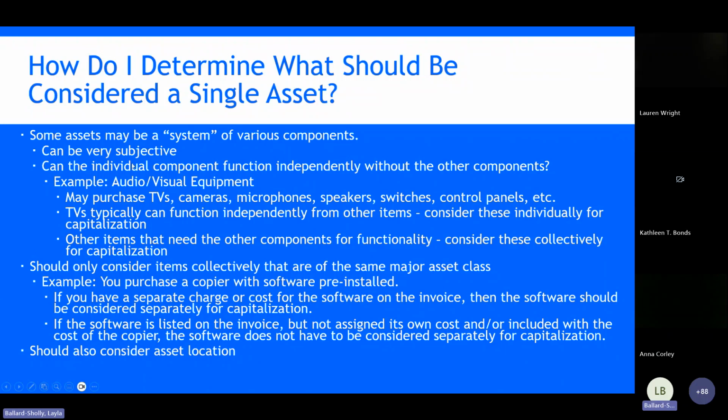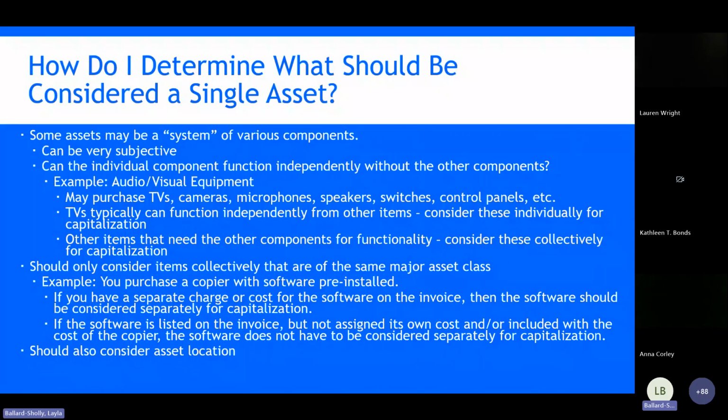So to sum this up, when you're determining if it should be considered a single asset, you have to determine if the asset can perform its primary function independently or requires other components in order to do so. So the TVs, in most situations they can. A microphone just by itself really has no utility and needs to be capitalized with other items if you're purchasing them in a group with other items.